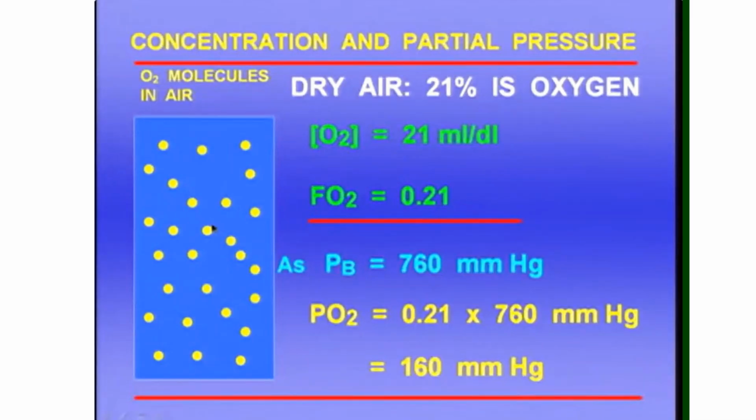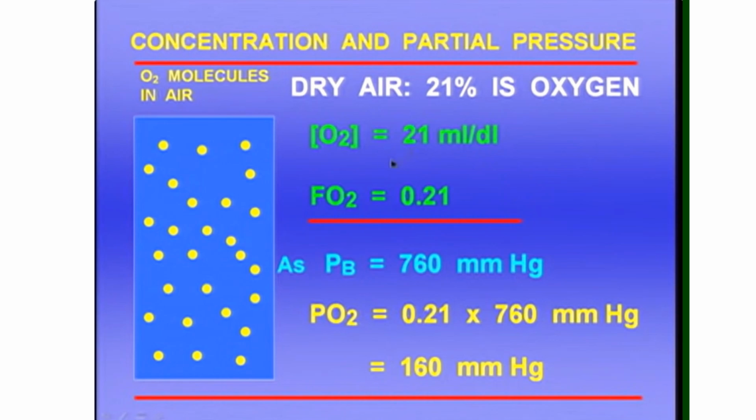And I'm going to start by looking at some of the important concepts having to do with the gases, the concentrations, partial pressures, and so on. And here we have a sample of air, dry air, at sea level, and the concentration of oxygen is 21%. That means that of all the molecules, 21% of the molecules are oxygen molecules. So the concentration of oxygen in dry air is 21%. And we can also show that using this nomenclature here with the square brackets, concentration of oxygen. We can also refer to it as 21 mL per deciliter. Same thing.